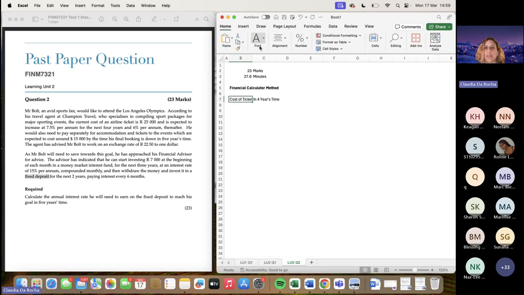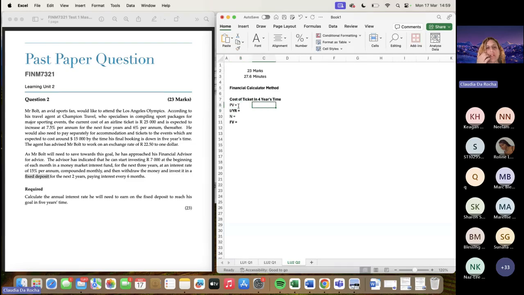Okay, so that's the first thing we're going to do, cost of our ticket in 4 years' time. Because we're using the calculator, we're going to write all the different amounts. So we know what our cost of our ticket is now. We know what the interest rate is. We know what our N is. And therefore we can calculate our future value.